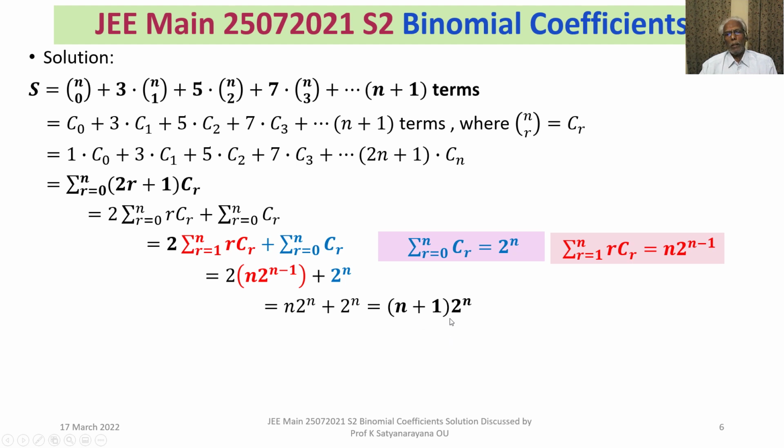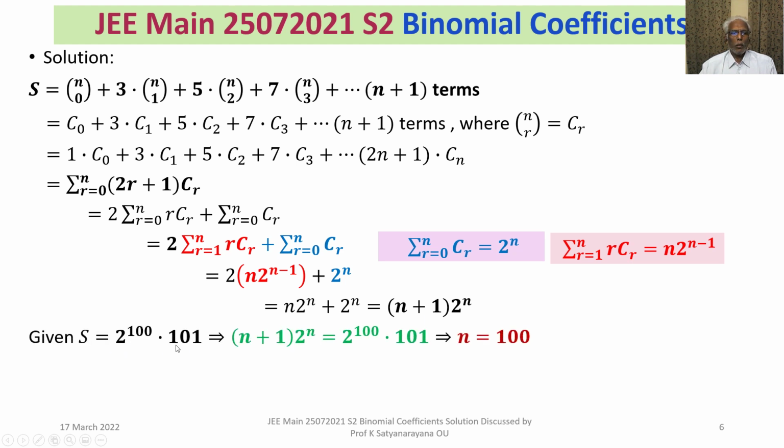It is now given that this sum is 2 power 100 into 101. Given S is equal to 2 power 100 into 101. This implies n plus 1 times 2 power n is equal to 2 power 100 into 101. And equating the corresponding terms, you will get n is equal to 100.